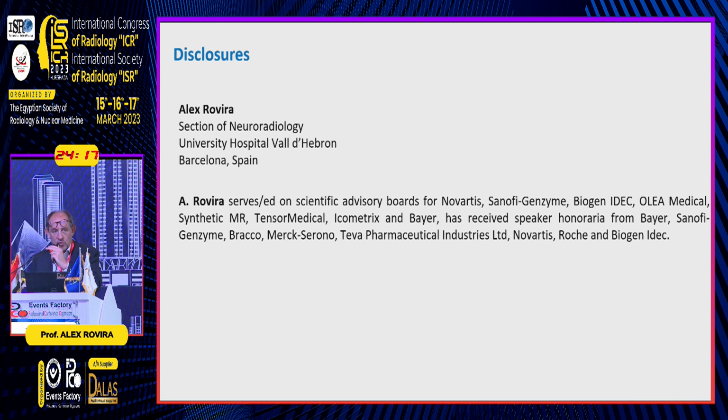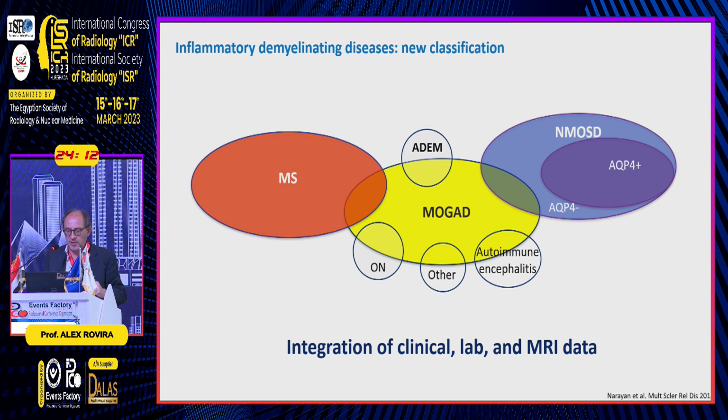Okay, these are my disclosures that I don't think will have any impact on the content of my presentation. And let's first introduce this presentation with this cartoon in which you can see the different inflammatory demyelinating disorders that can affect the central nervous system. The prototype of these disorders is multiple sclerosis. It's the most frequent inflammatory demyelinating disorder.